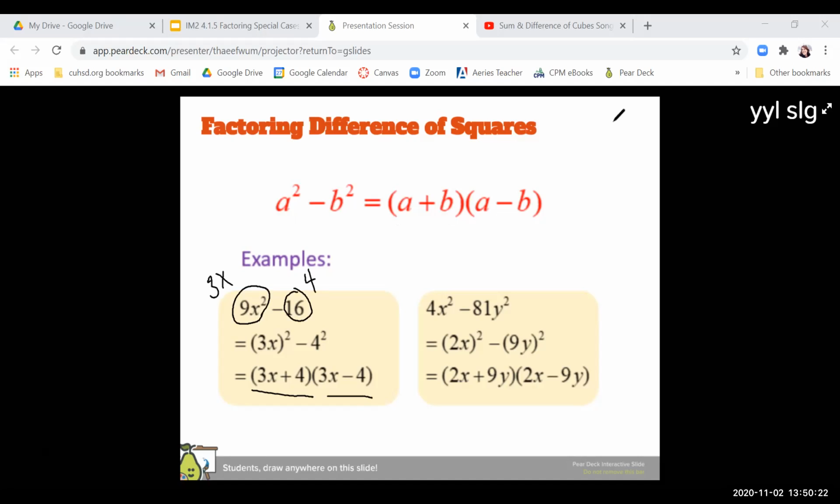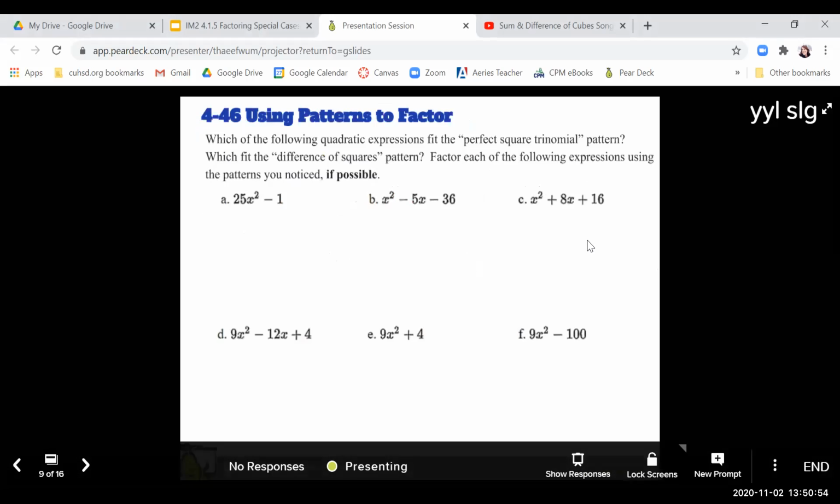Okay. Works here too. The square root of 4x squared is 2x, because 2x times 2x makes 4x squared. The square root of 81y squared is 9y. And then look, 2x plus 9y, 2x minus 9y. So that's a nice fast way, we get to skip all the hard work in between when we see this pattern. Okay. All right, so let's do some practice.